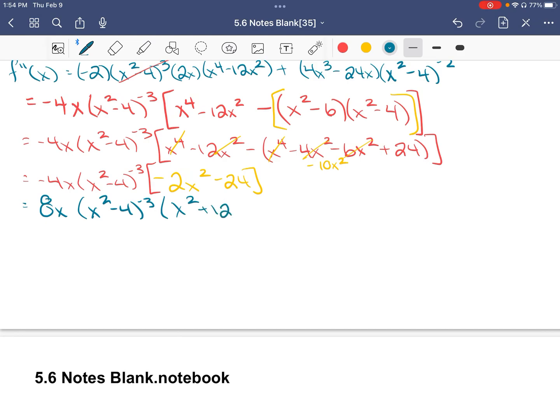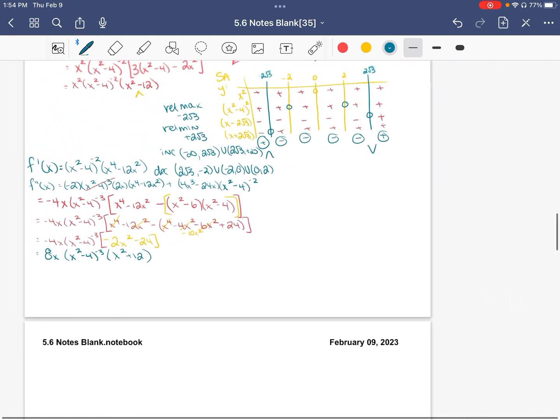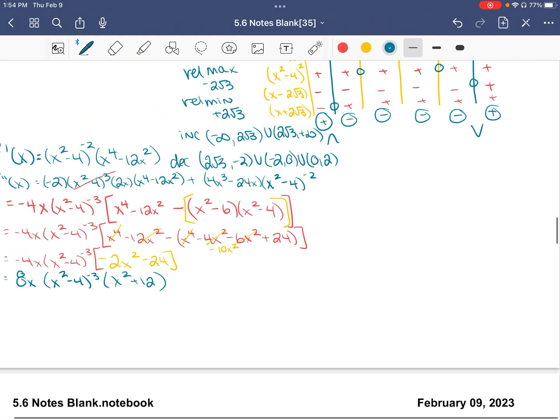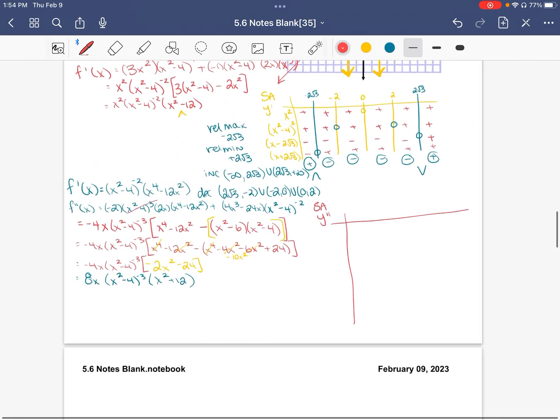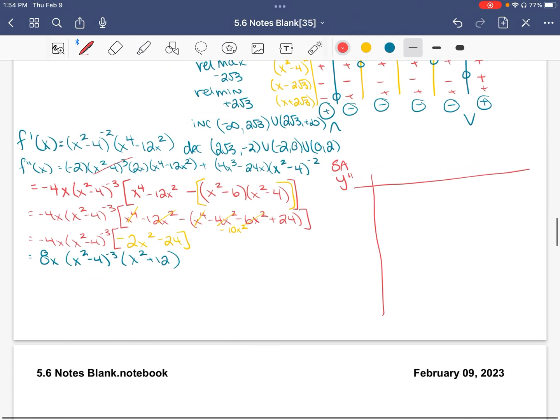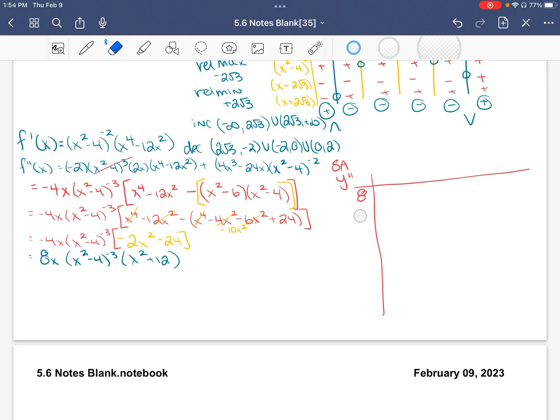plus 12. Okay, so sign analysis on this one. Sign analysis on our second derivative. Again, please always label your derivatives. It helps me figure out which one is what, because as you can see, we have a lot. So we've got an 8, we've got an x, which we could also treat as 8x. We don't actually have to do them separately.